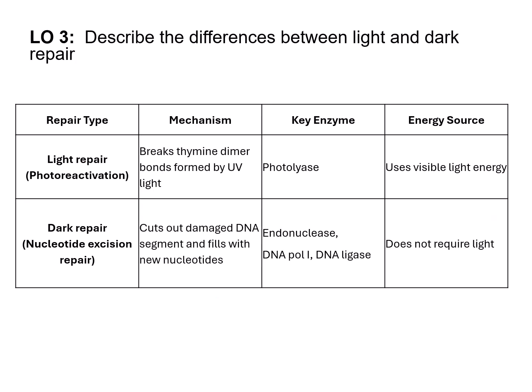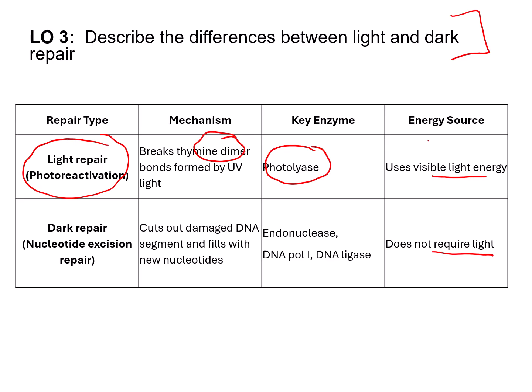Our third learning objective asks us to compare light and dark repair. So light repair, or photoreactivation, used light energy, and photolyase was the enzyme involved that broke those thymine dimer bonds. In dark repair, there's no light needed. This is also known as nucleotide excision repair. And remember, an endonuclease would come in and cut out that damaged segment. DNA polymerase I and ligase would come in and repair that segment.